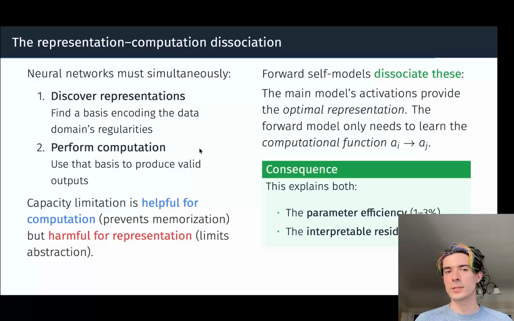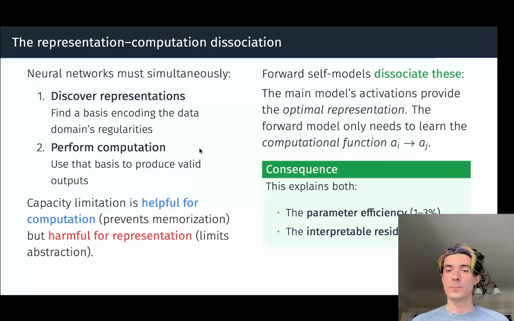So capacity limitation is helpful for computation, but it's harmful for representation because it limits the degree to which you can explore all these different potential areas of representational space that might be useful for then performing computation with. So as far as I know, forward self models are really the only thing that I know of that dissociates these conditions of being able to compress just the computation while inheriting the representations of the main model.